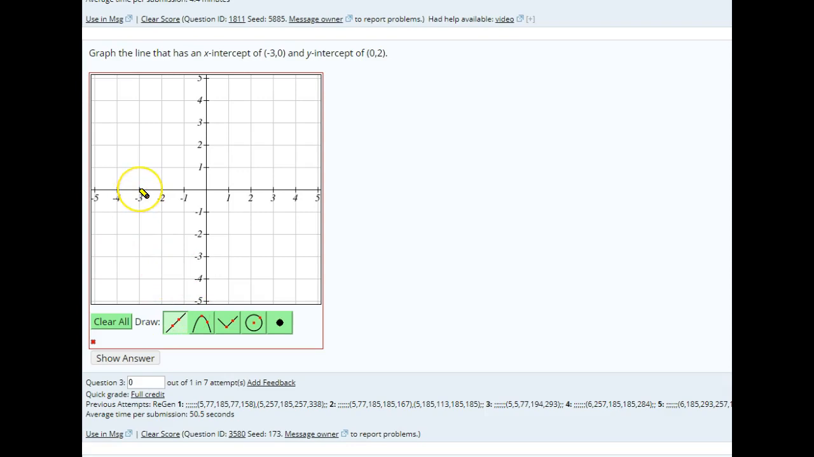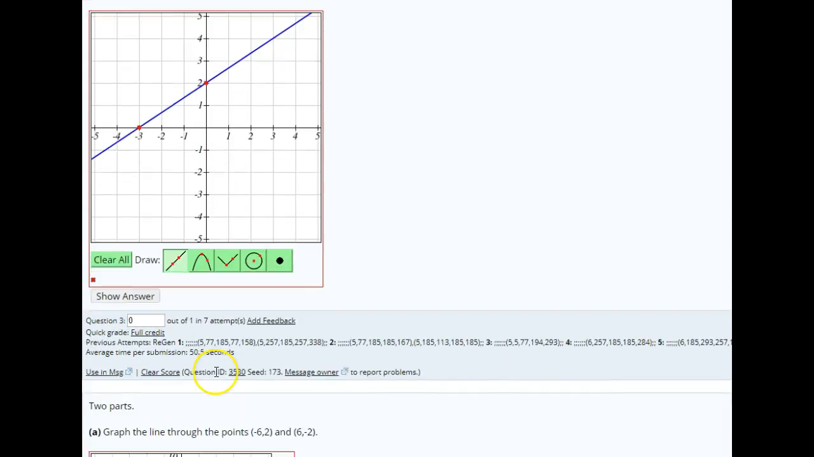So -3 and 0. The first number I go left or right, the second number I go up or down. So since it's 0, I stay right here. So there's my first. And then 0, 2, well, that's going to be starting here. I don't go anywhere left or right, but I go up 2. So that would be my line for this particular question.